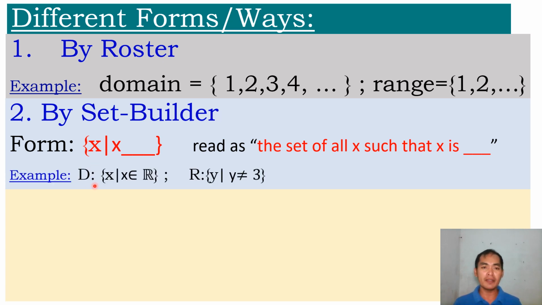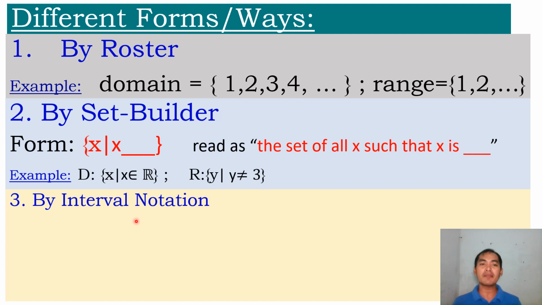Example for the domain, the set of all x such that x is a real number. Or the range, the set of all y such that y is not equal to 3. In this case, lahat daw na number ay pwede, except 3.